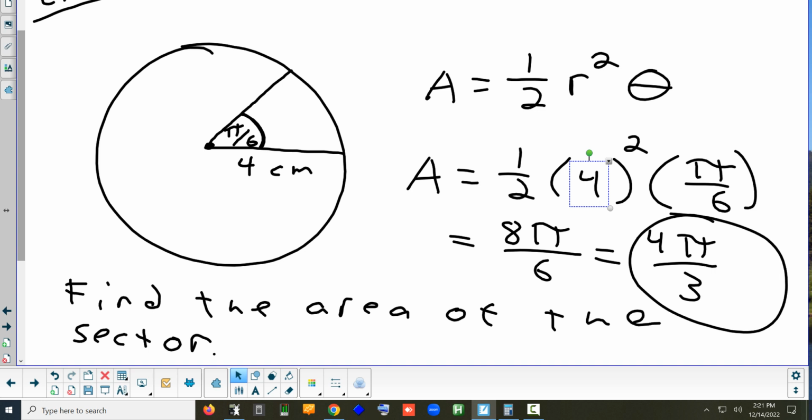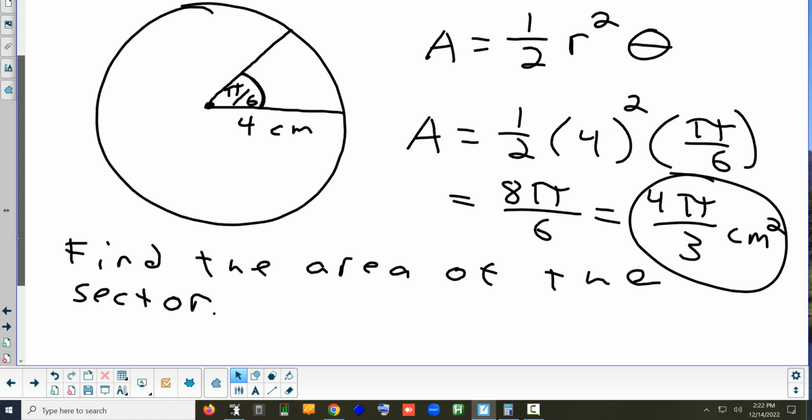Now let's go back and think about what we just did. What did I just find? Your area. I found an area. So what should I put for a label that would mean area in this problem? Centimeters squared. And that's an example where you find area. Any questions on the first?